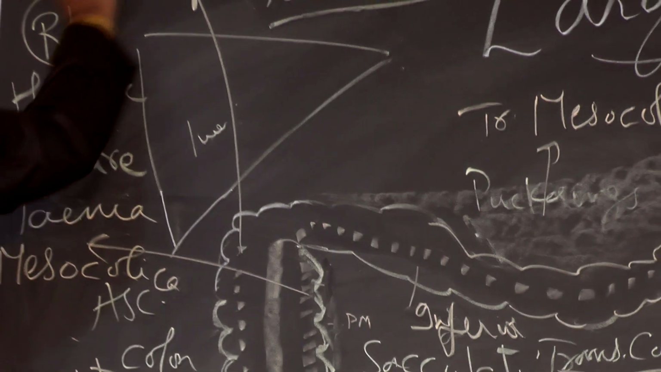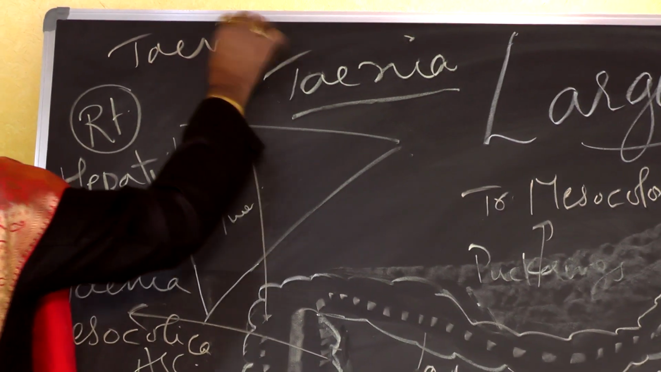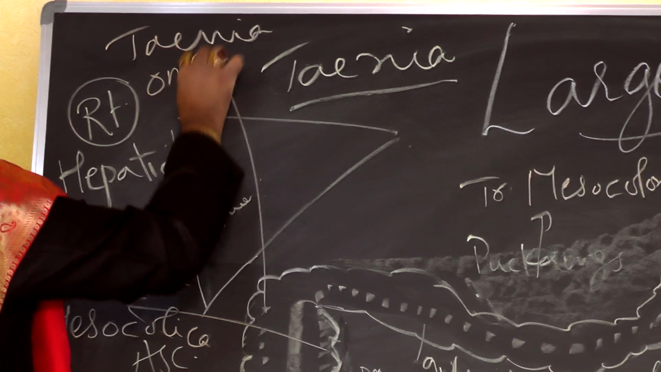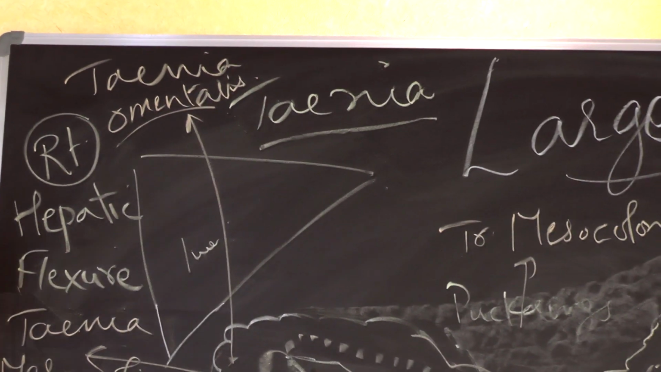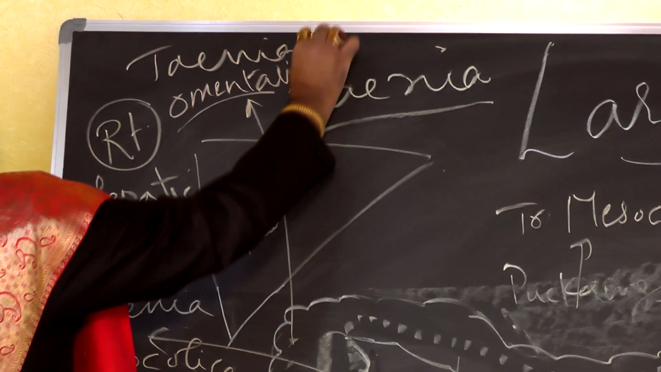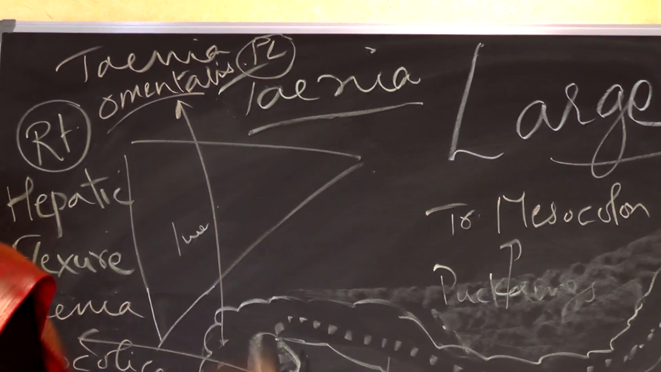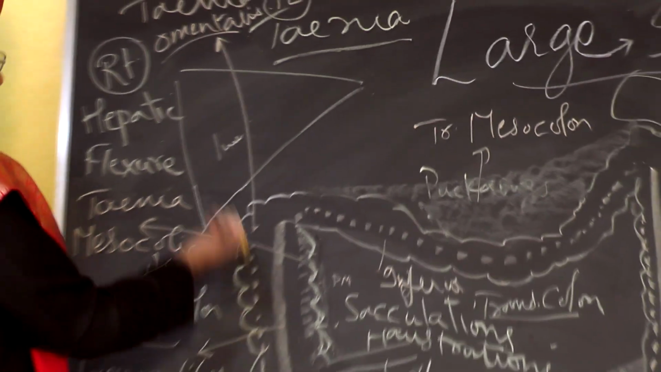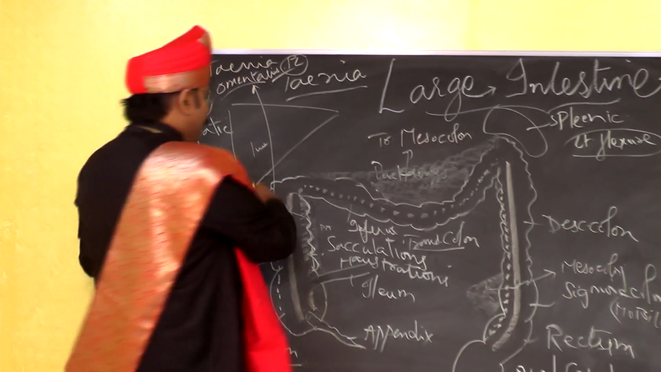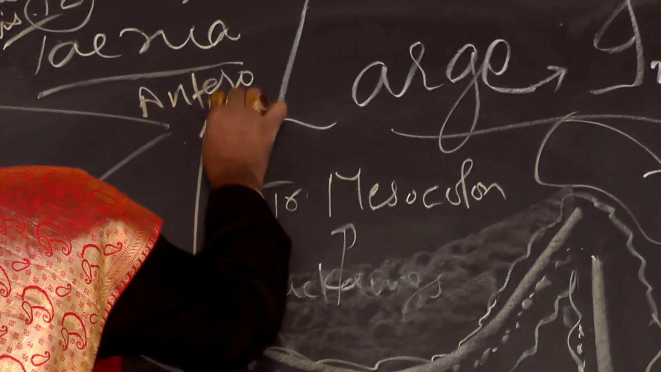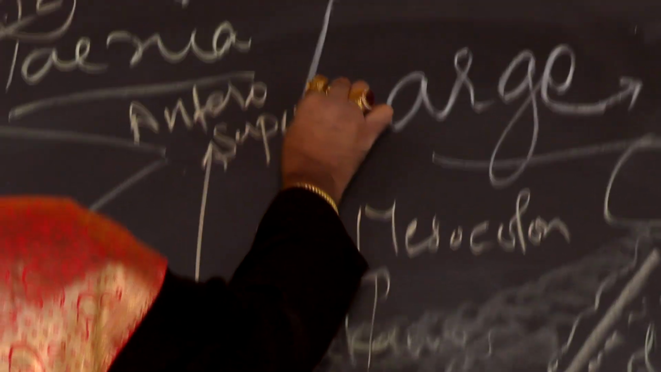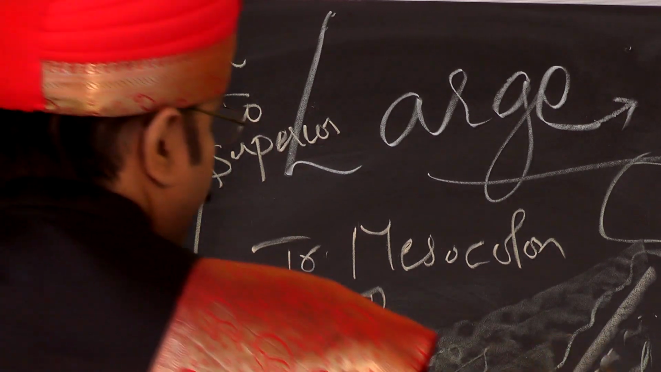This is called Teniae omentalis. So there are 3 Teniae. This Teniae omentalis is posterior lateral to begin with. It is posterior lateral in the region of the cecum and ascending colon. This becomes anterior superior in the region of the transverse colon. So it is becoming anterior superior in the region of the transverse colon.